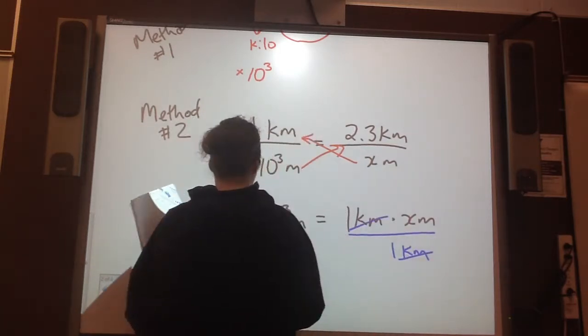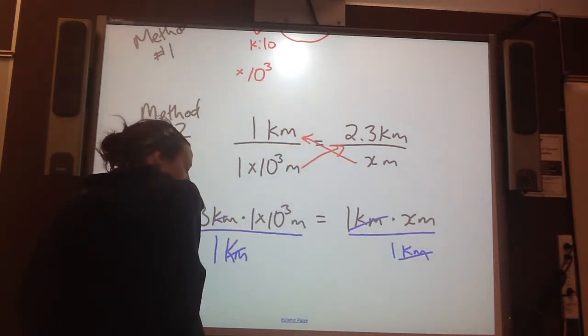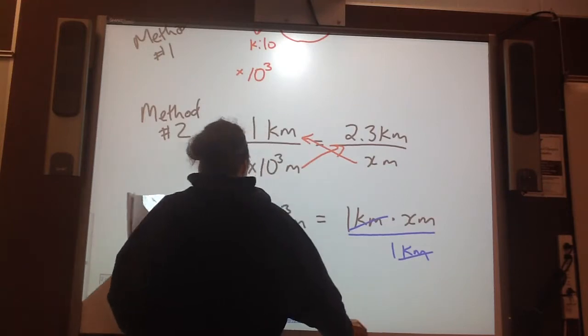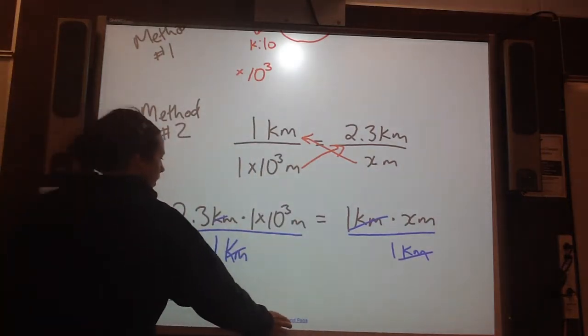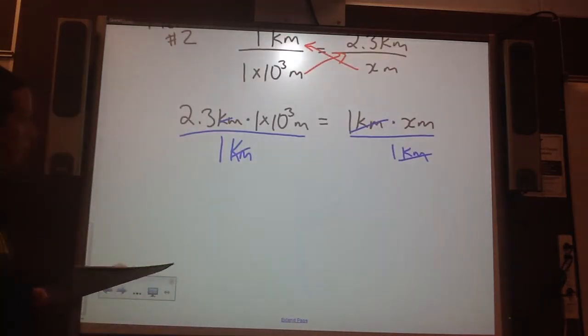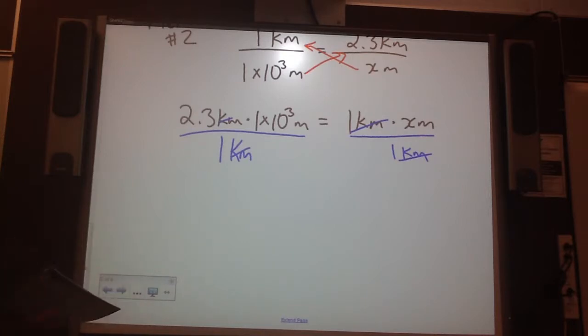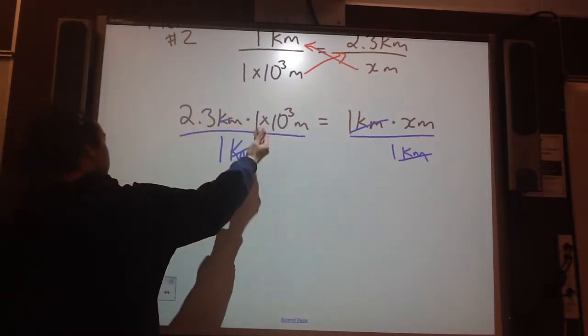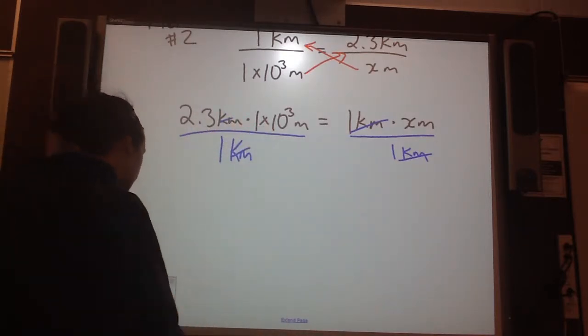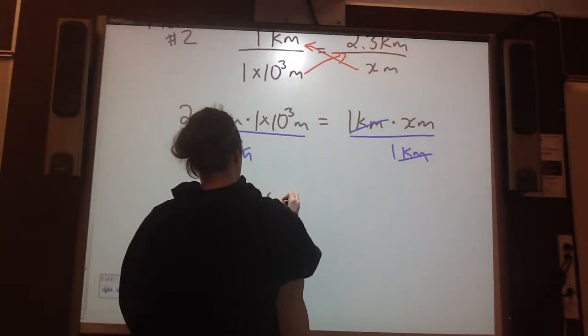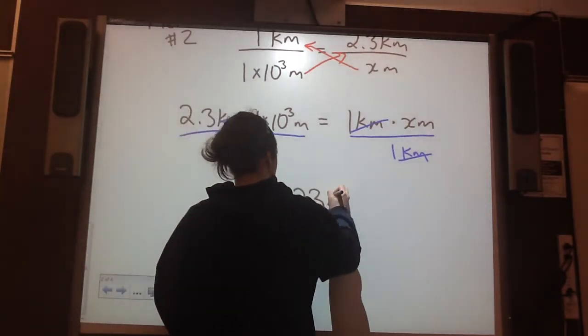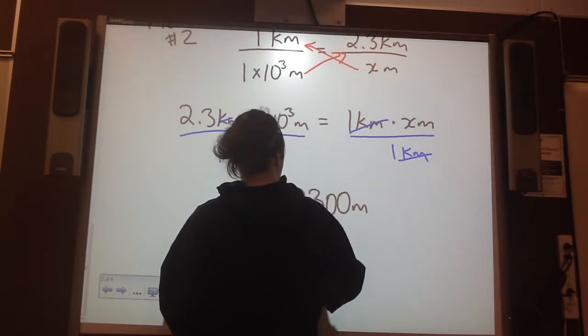These units cancel out, and I'm left with meters. So as you see here, we are still doing the same mathematical procedure in the end of taking 2.3 and multiplying it by 10 to the power of 3 meters. So now our x is equal again to 2,300 meters.